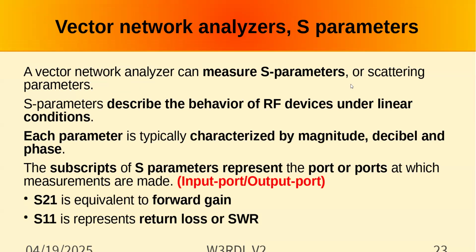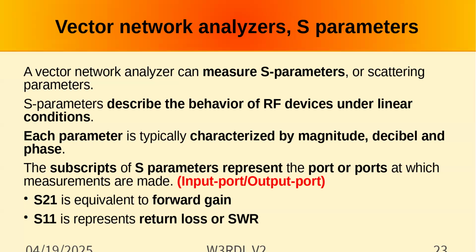So a VNA can measure what we call S parameters or scatter parameters. I have no idea where scatter comes from, and I never bothered to research it because I don't care. They're used to describe the effects of a device. So if we look at something like an antenna or a feed line, basically all we care about is the input and reflected back. So we only use one port.